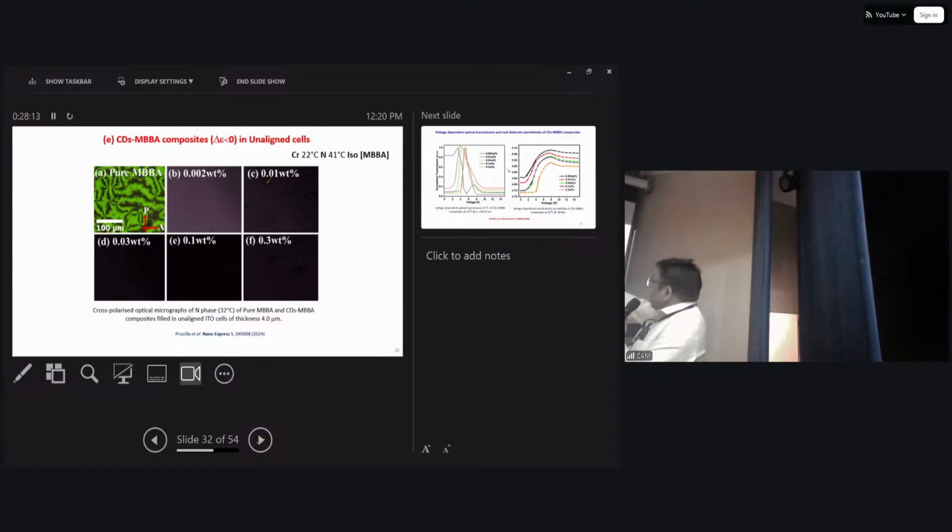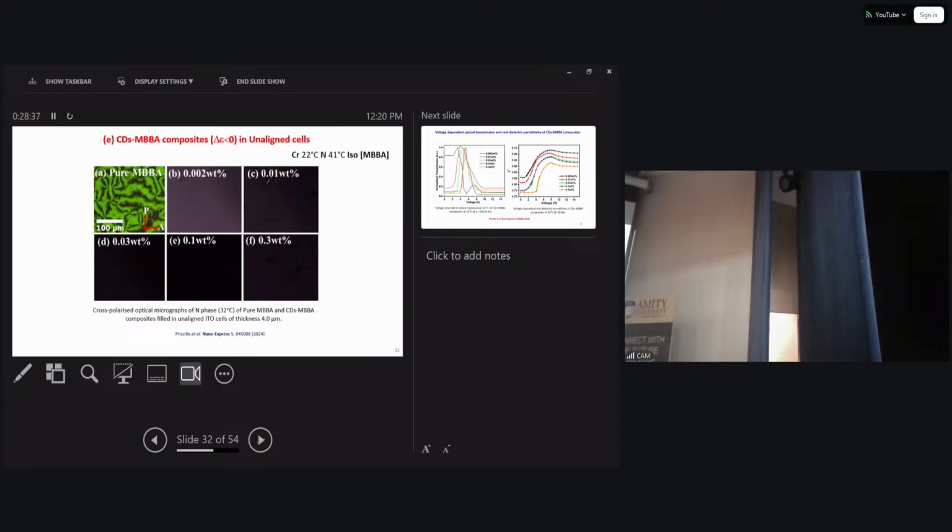In this case, what we found is that when we have this delta epsilon negative, if you use an unaligned sample, meaning there is no alignment layer in the sample cell, you can see here in figure A, this picture is very well known. It's called cylinder texture. There are defects, 4+ defects are there. If you type nematic in Google and find the picture, you will find this picture. It's a well-known picture of cylinder texture.